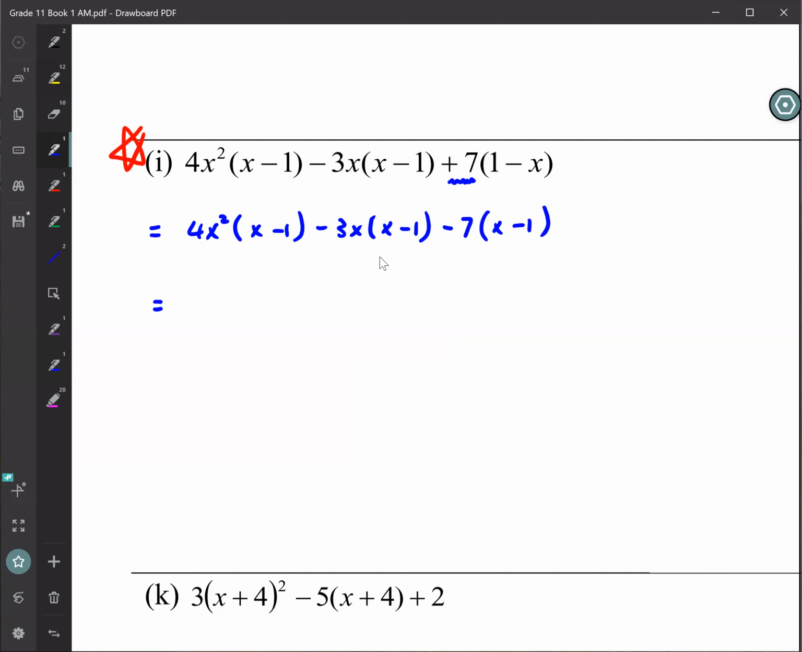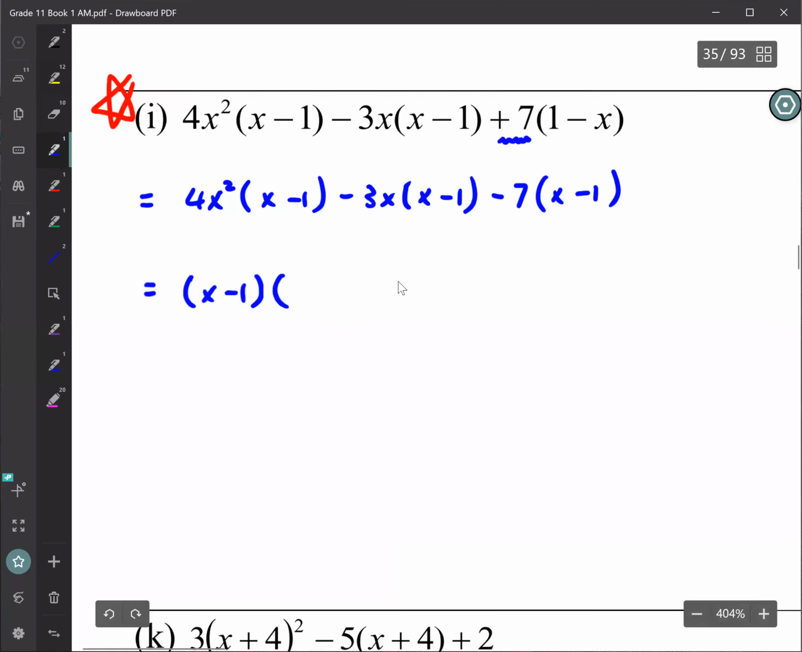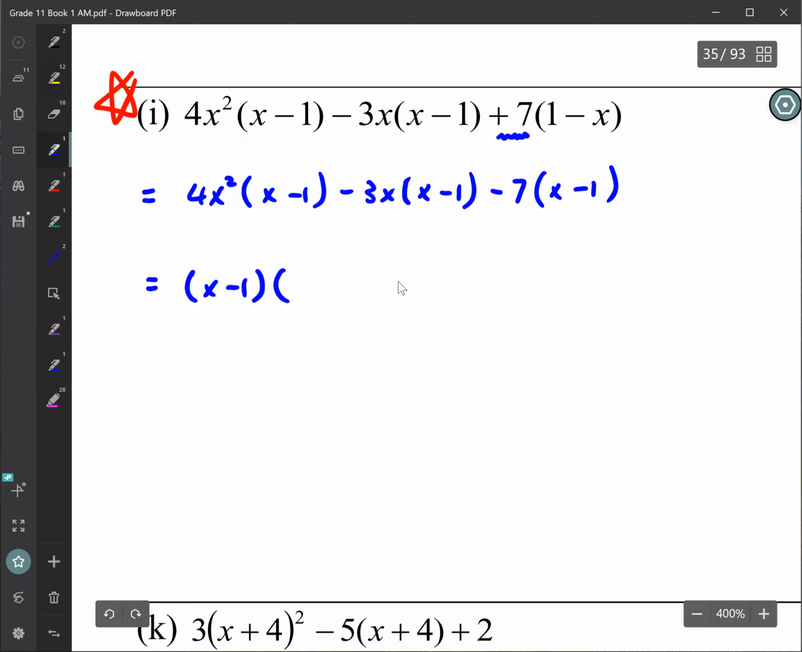So what's left now? Colin, what do we take out? X minus 1. Yeah. And Nathan, can you tell us what's left? Nathan, are you there? You have static on my computer, Jason. Can you say it again? Yeah, so now we take out the x minus 1. 4x squared, take away 3x, take away 7.